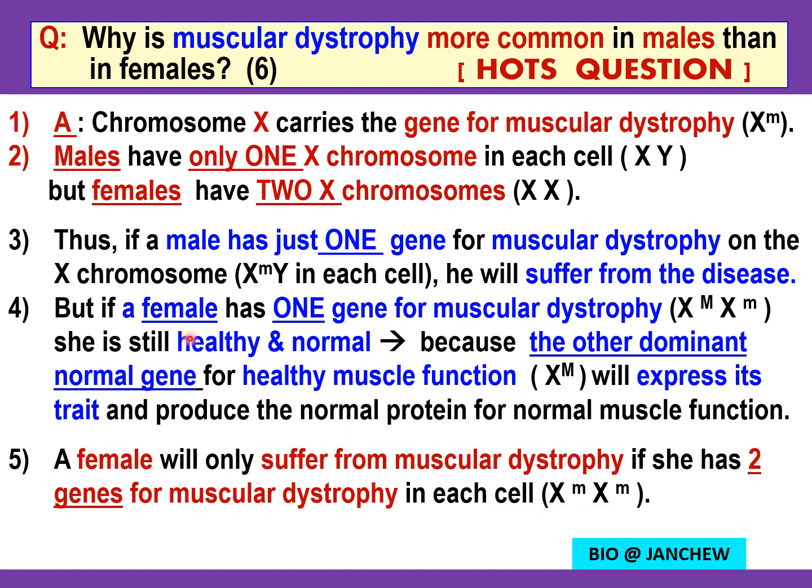So overall, if you look at the male and female that gets muscular dystrophy, males need only one gene for muscular dystrophy to suffer from the disease, but females need 2 genes for muscular dystrophy to suffer from the disease. So therefore, the probability of getting one gene is of course higher than getting 2 genes for muscular dystrophy, and therefore males have a higher chance of getting the disease compared to females. Okay, it's more common in males than in females.